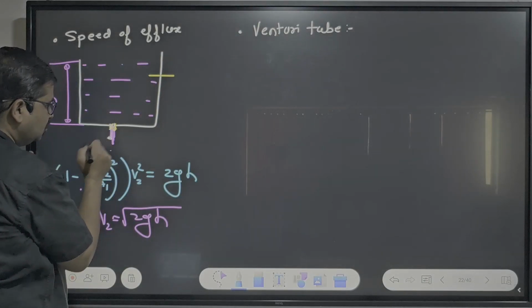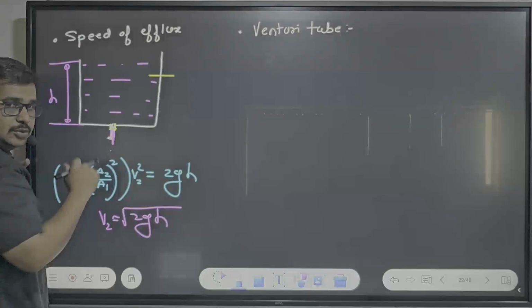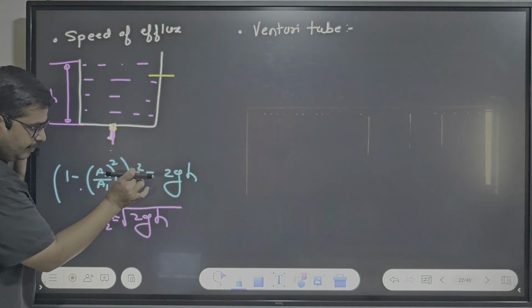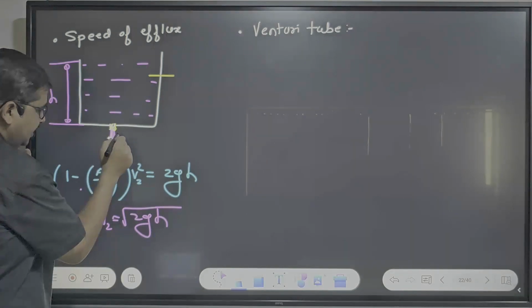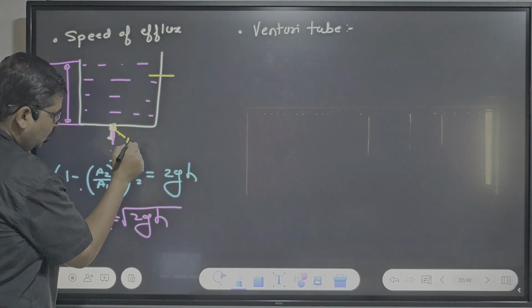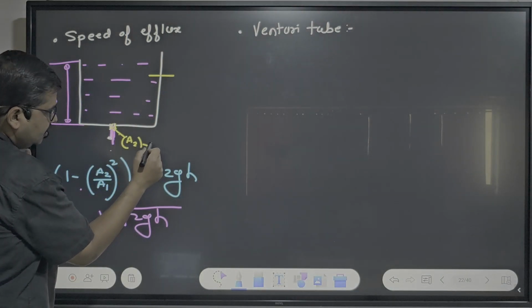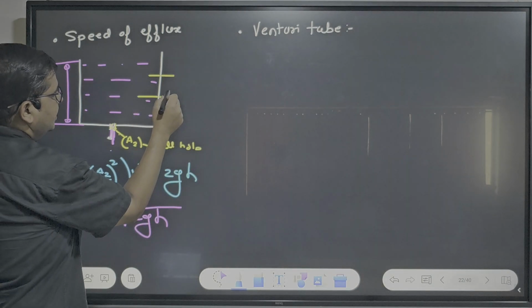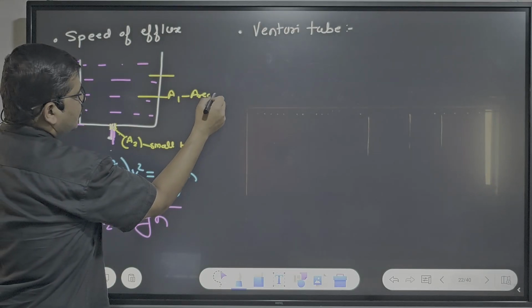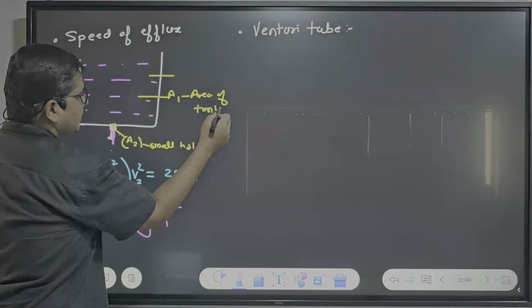Now suppose I am considering this small hole. It will have some area. The formula is basically v2 square times 1 minus a2 by a1 square. Now I am going to clear what this a2 is: the area of the small hole, and a1 is the area of the tank or the container.